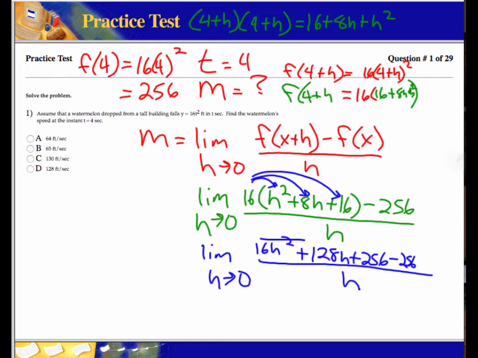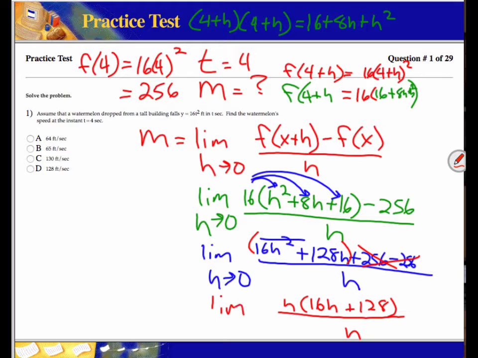Well, I said if we did this right, any term that does not have an h in it will cancel out. So now I can factor an h out of these two terms, and I get h times 16h plus 128, all over h. The h's will cancel. Now I don't have that issue of having an h in the denominator, so wherever there's an h, I can just plug in a 0. 0 times 16 is just 0. So my answer should be 128.